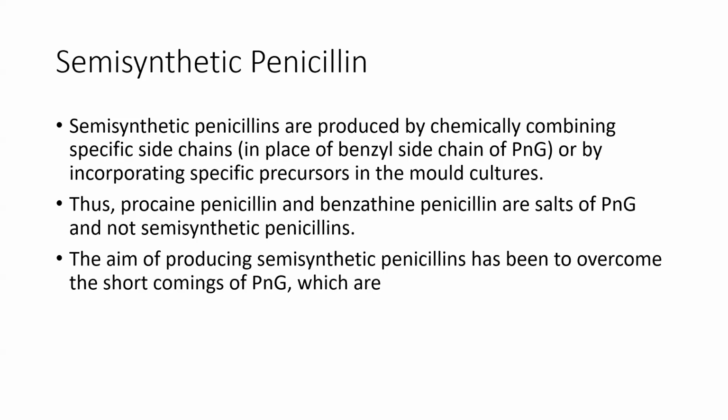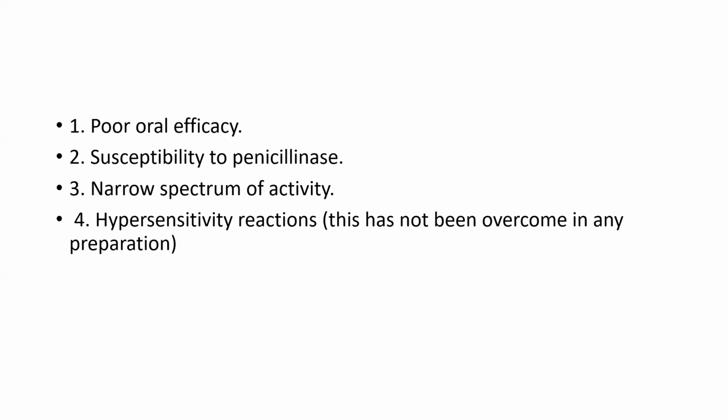Now about semisynthetic penicillin. Semisynthetic penicillins are produced by chemically combining a specific side chain or by incorporating a specific precursor to the mold culture. Procaine penicillin and benzathine penicillin are salts of penicillin G and not semisynthetic penicillins. The aim of producing semisynthetic penicillin has been to overcome the shortcomings of penicillin G, which are poor oral efficacy, susceptibility to penicillinase, narrow spectrum activity, and hypersensitivity reaction.